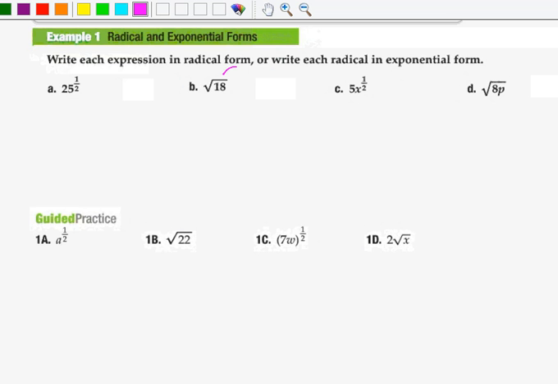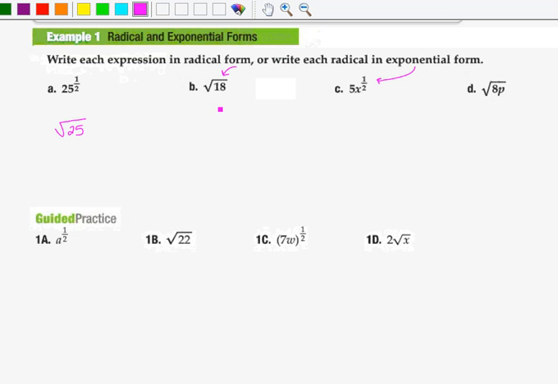Okay, radical forms deal with the radical signs. Write each radical in exponential form. Exponential deals with exponents. Okay, so this first one is written in exponential form, which means we have to change it to radical form. So we know that we are going to have a square root of some sort. We had decided already that this means just the square root of 25. To the 1/2, we don't have to put that 2 in there because it's known.